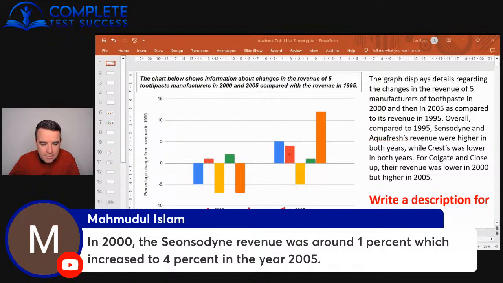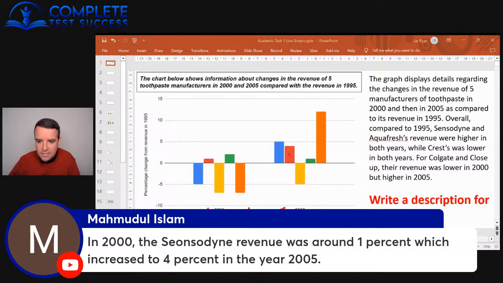Mamadou, in 2000, Sensodyne's revenue was around 1%. Now, was it 1% higher or 1% lower? Which increased to 4% in the year 2005. Yes, but 4% higher or lower? And also, we're comparing, so 1% what? It's 1% higher than 1995. And then when you say which, it's giving me a description of the 1%. So the bit after which isn't describing the 1%. We need to use and, which gives more detail about the thing on the left side of the word which, but that's not what you're describing. So we need the word and there, Mamadou.